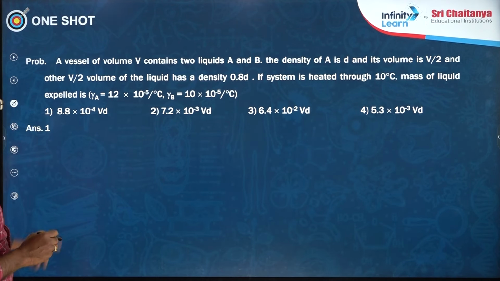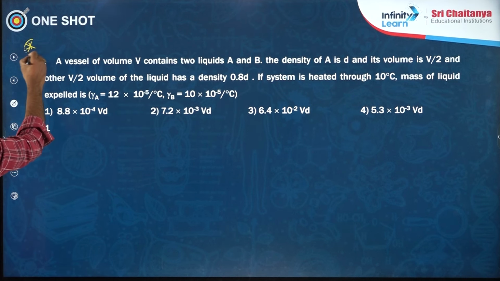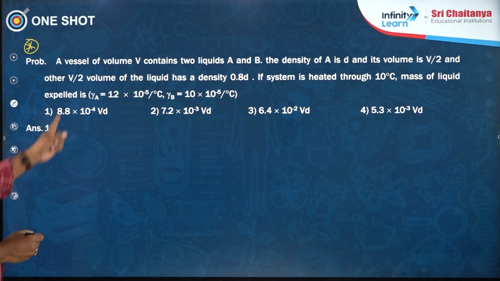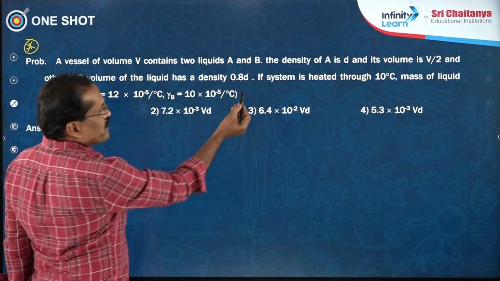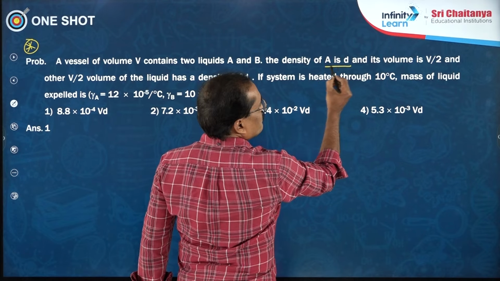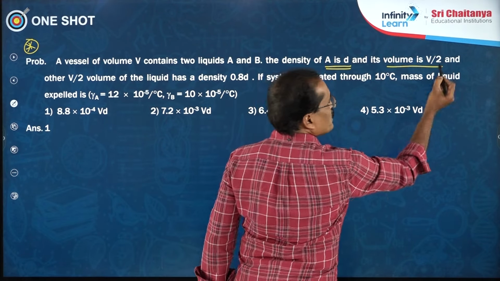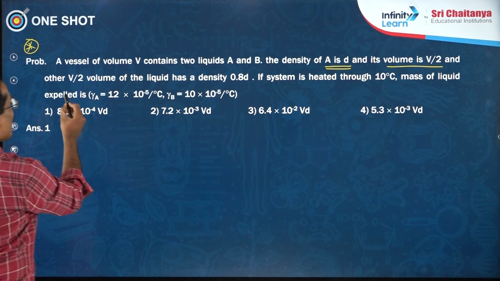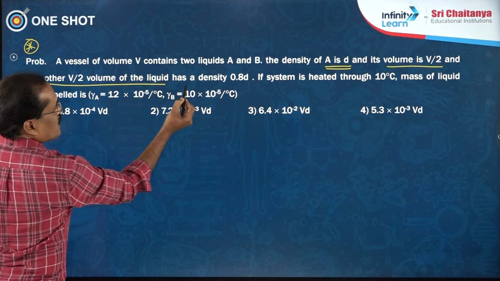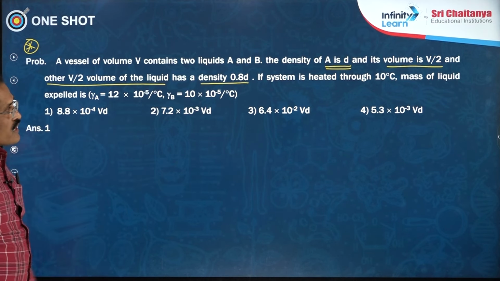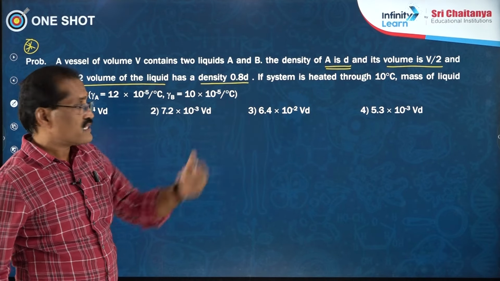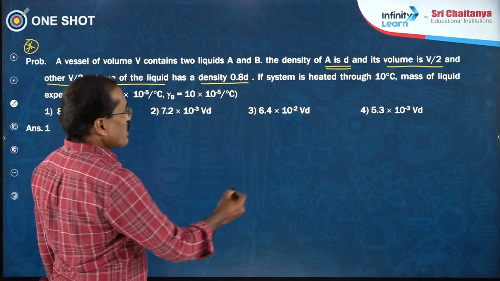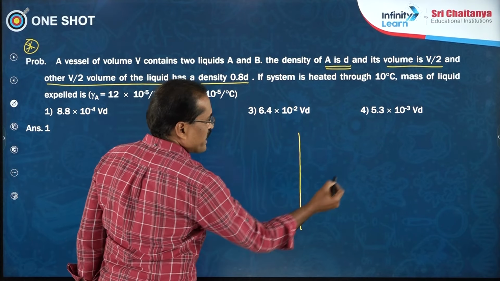See, and remember, this is another important model, and of course it appears to be a little tougher. You just observe that a vessel of volume V contains two liquids, A and B. The density of A is D and its volume is only V by 2, whereas the other half of the vessel is filled with another liquid of density 0.8 D, and the system is heated by 10 degrees Celsius. Then the mass of the liquid expelled. You observe here, children, observe those calculations clearly.